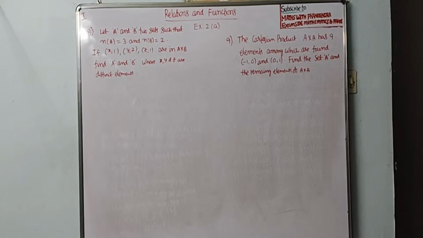So in what way can you calculate? N of A, N of B is given and some elements are there. We can find A and B sets. That is one category of question. And another one, A cross A is given and elements are (-1, 0) and (0, 1). So we can find out A set. Later we can find all the elements. See how we are going to find.